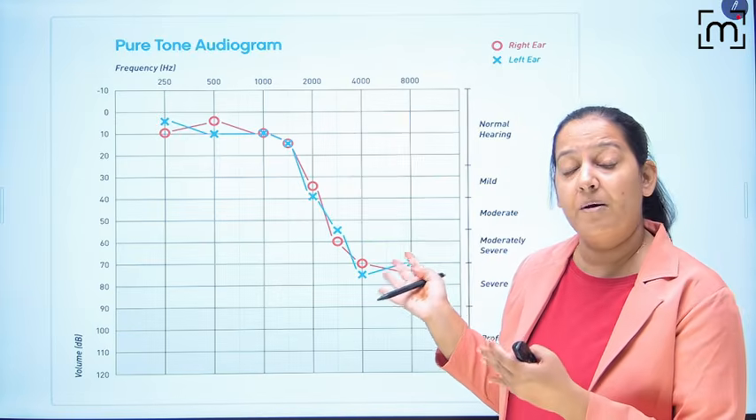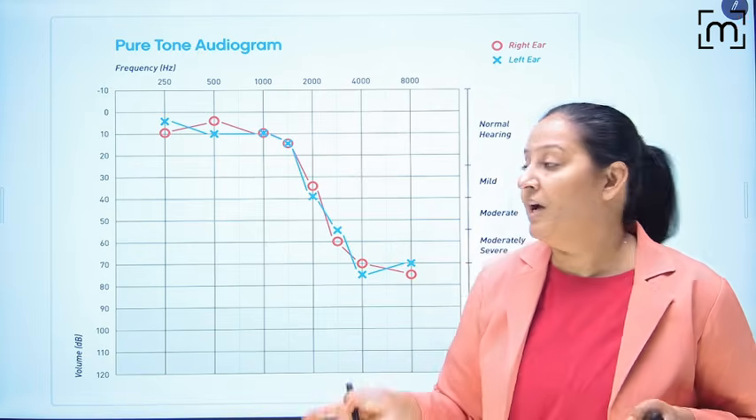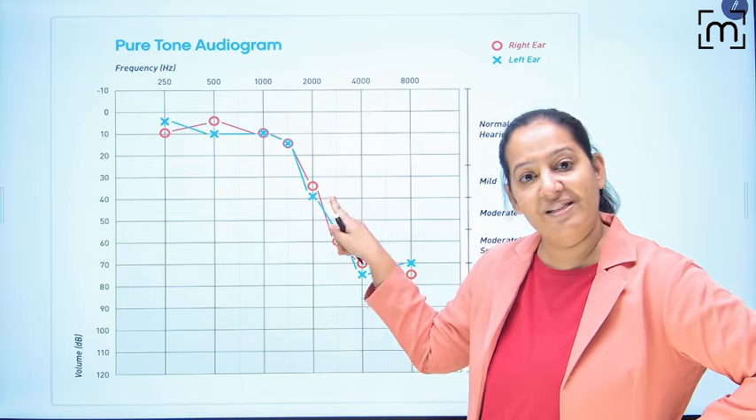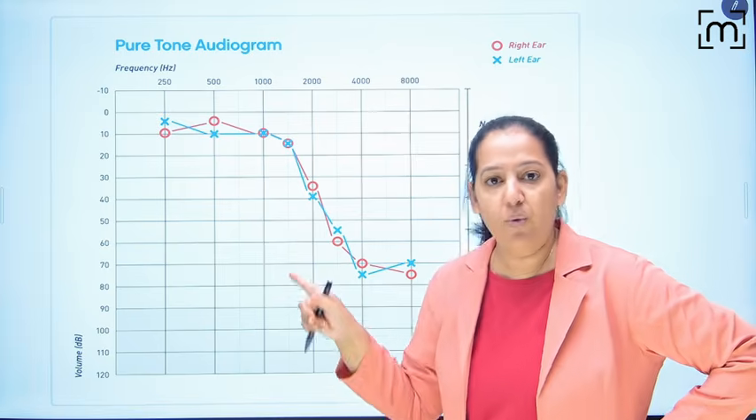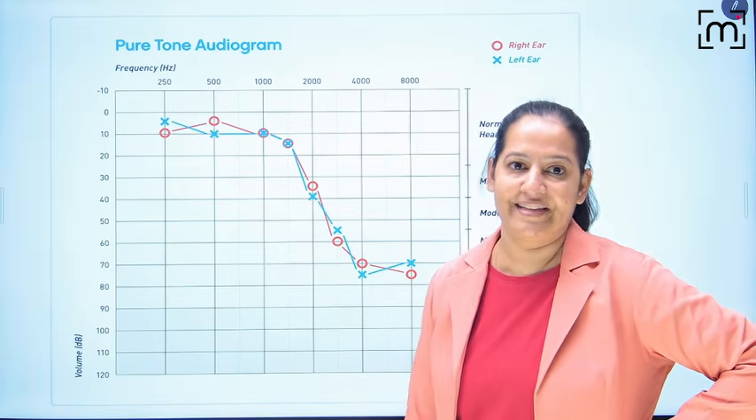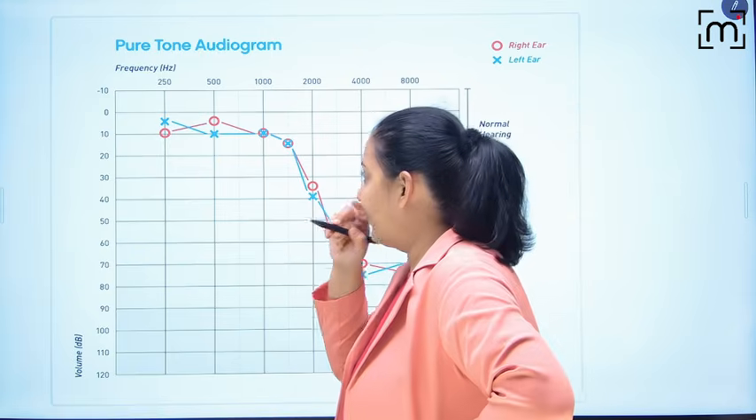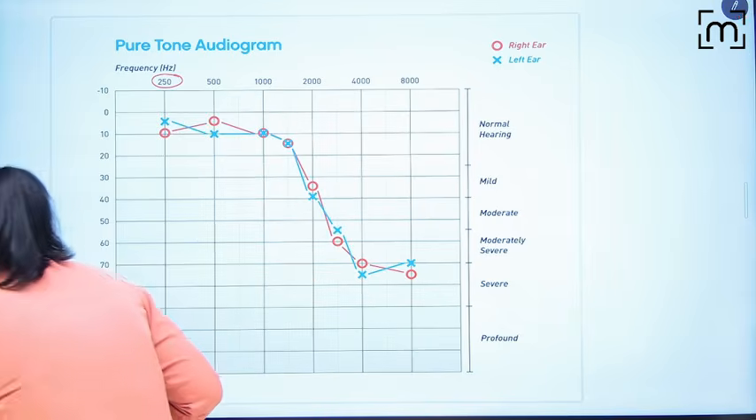If any graph comes as an image-based question in your NEET PG, or especially in INI-CET, you should be able to interpret it. You can see, the red graph is the right ear, R for R, and the blue graph is the left ear. You see the right graph, you see the left graph. So at 250 hertz, what is the interpretation of this? Can you interpret it for me?